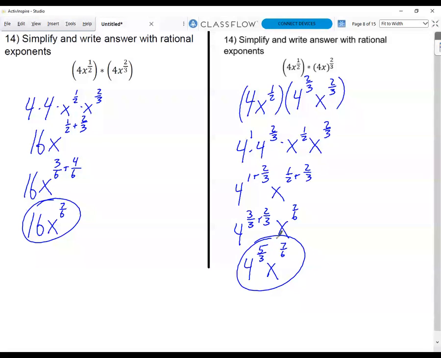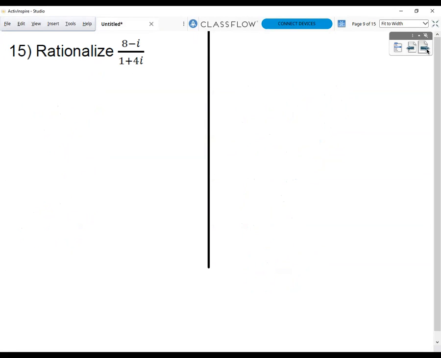And last but certainly not least, rationalize 8 minus i divided by 1 plus 4i. What you want to do is, remember, you want to multiply by the conjugate. So I'm going to start down here. And what the conjugate means is you're just going to rewrite your denominator. So it's going to be 1 for the first term, and swap your signs. So it's going to be 1 minus 4i over 1 minus 4i, because that's a unit of 1.